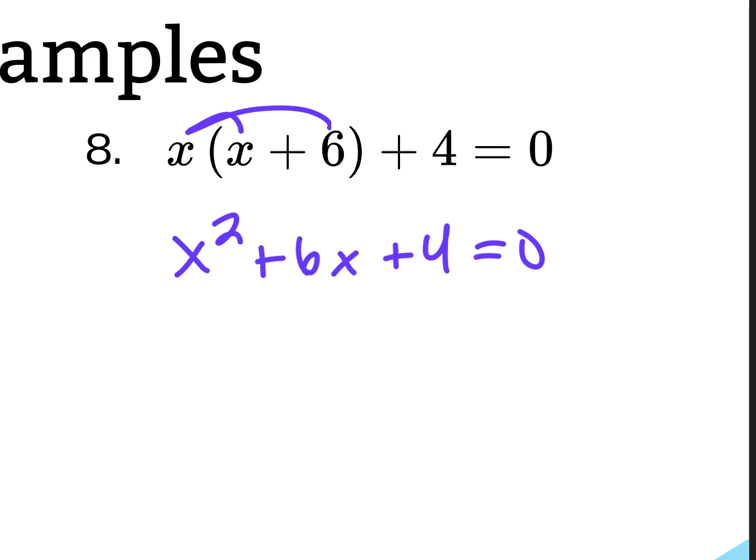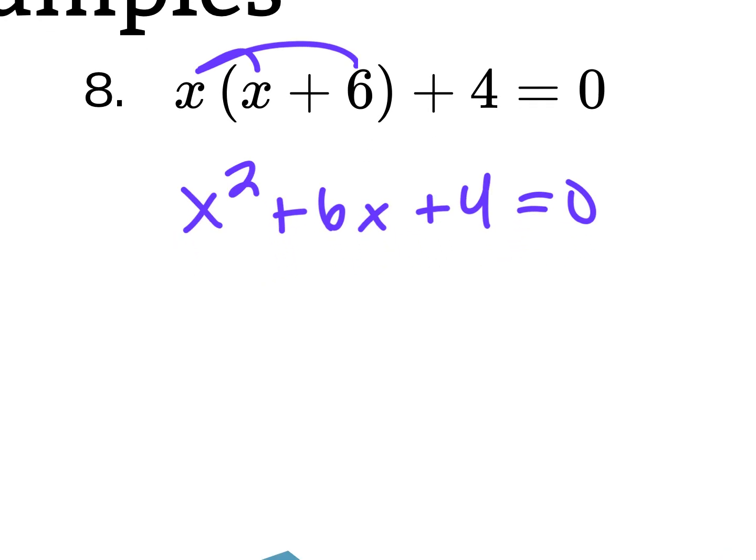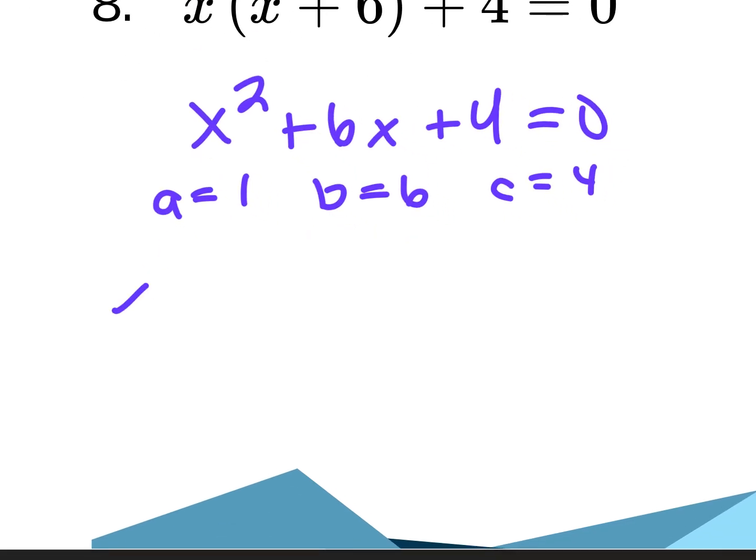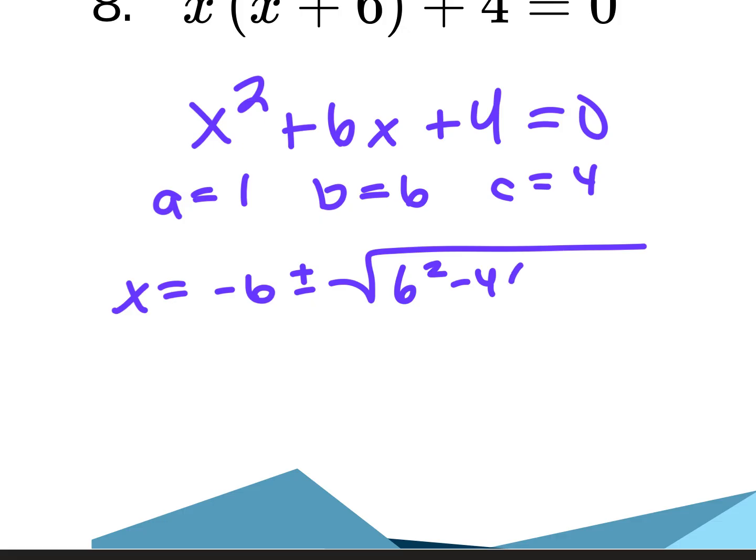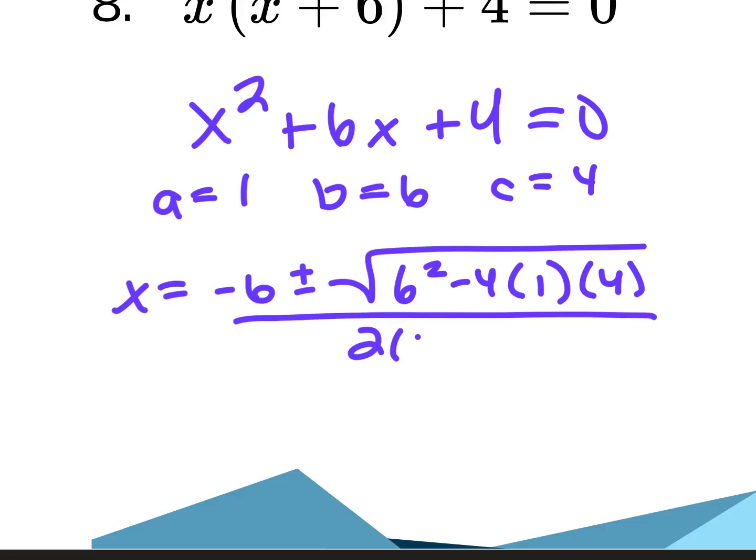Now, can I use the quadratic formula? Yep, let's do this one quickly. We're in standard form. We're set equal to 0. Let's go. What's your A term? 1. What's your B term? Perfect. What's your C term? Awesome. All right, so x equals negative b, negative 6, plus or minus the square root of b squared. So 6 squared minus 4 times a, which is 1, times c, which is 4, all over what? 2 times a, which is 1.